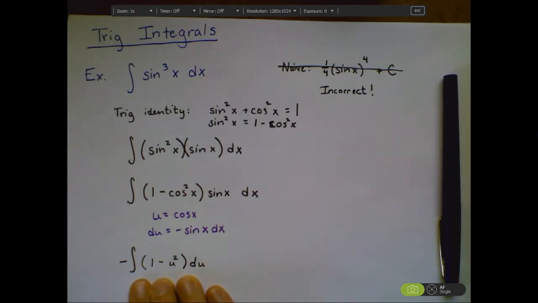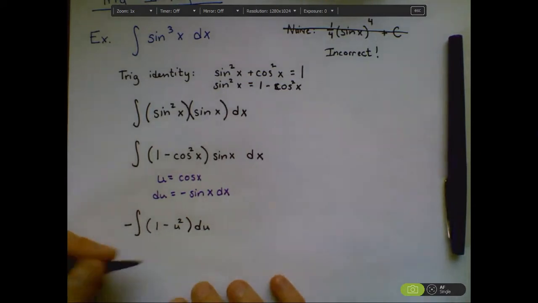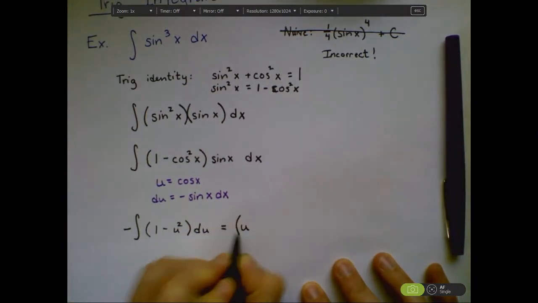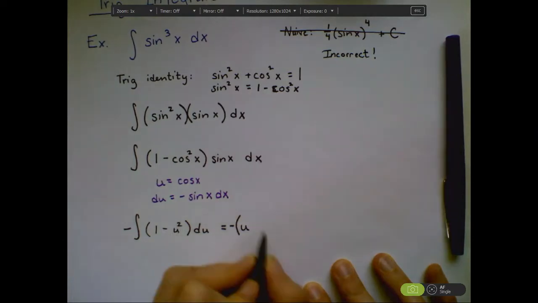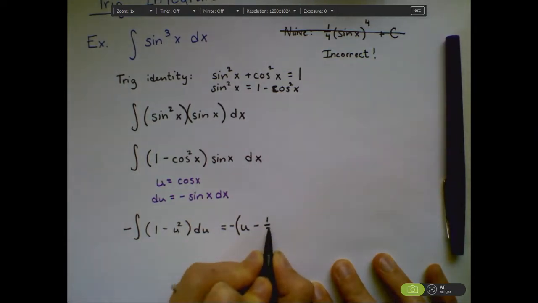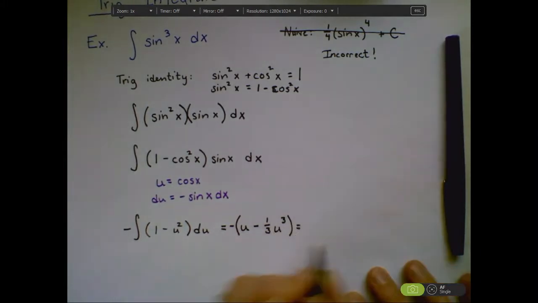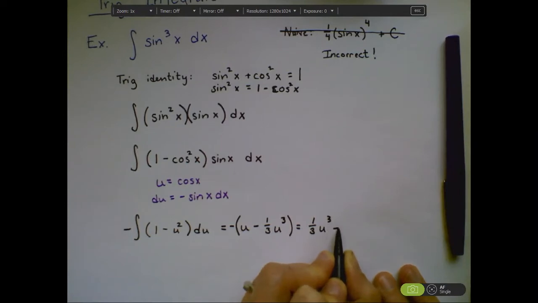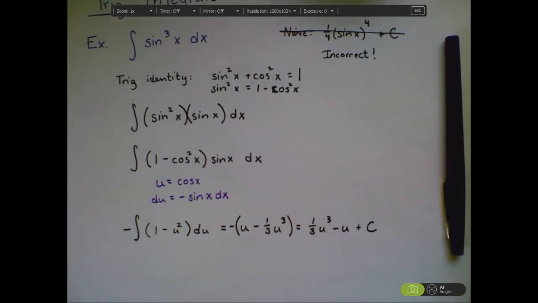This is something that's really easy to integrate. I can use polynomial rule. The integral of this is equal to u. Well, I have a negative on the outside, so I want to keep track of that. A negative on the outside, the integral of 1 is u, and the integral of negative u squared is negative 1/3 u cubed. And I can distribute that minus sign and see that I get 1/3 u cubed minus u plus c. I probably should have had a plus c in that last step as well.